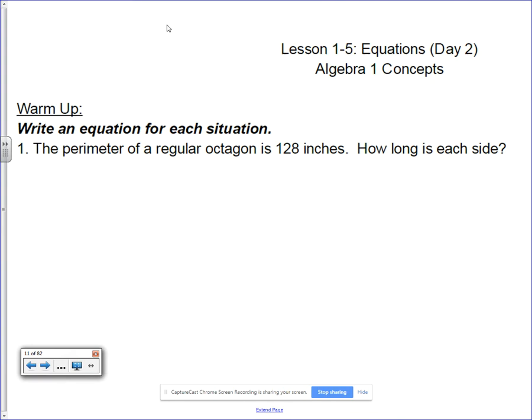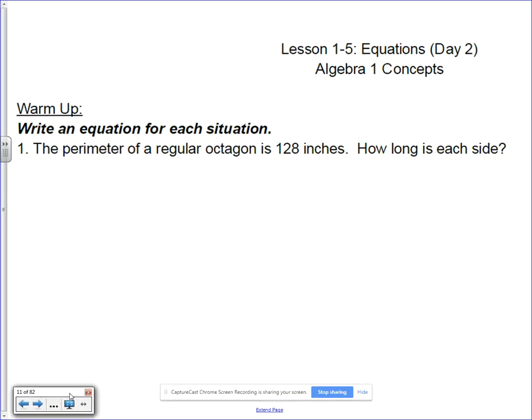It says write an equation for each situation. So does it tell me that I need to solve the problems in this warm-up? No. Here we go. The perimeter of a regular octagon is 128 inches. How long is each side? So first of all, I need to define a variable, and I need to know what this question is asking me to find. What is this question asking me to find? The length of each side. So instead of writing out something is equal to length of each side, what I'm going to do over here is I'm just going to circle this or put a box around it, and then I want you to tell me what variable you want to use.